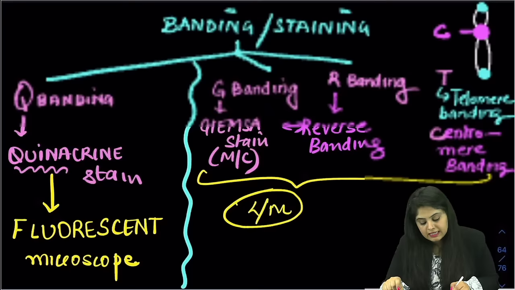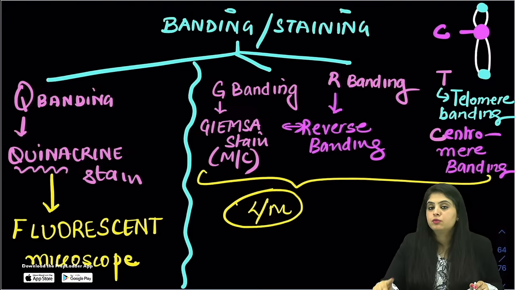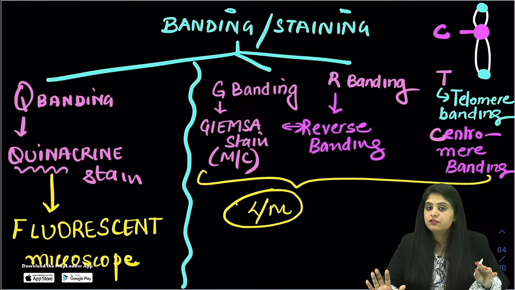But trust me, this much detail is not going to come. They will most likely ask you, first, which is the most common banding, and second, for which one do you use a fluorescent microscope. This is our take-home message. The other things I explained because students were asking, but we don't need so many details. G banding and Q banding are the two main questions that are going to come.